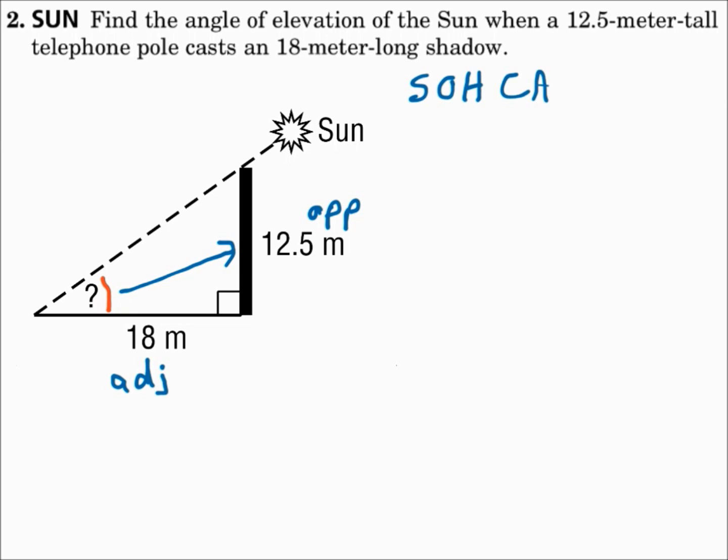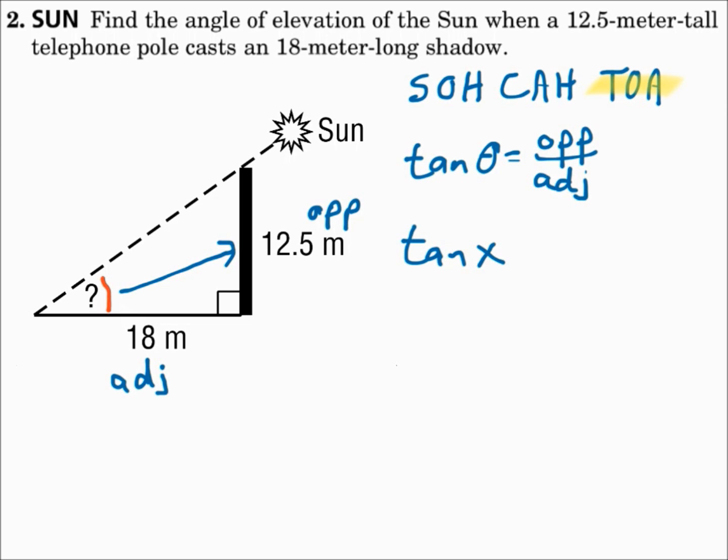Will I use sine, cosine, or tangent? Remember SOHCAHTOA. Adjacent and opposite, use tangent. Tangent theta equals opposite over adjacent. Substitute in. Theta is what I'm looking for, so that'll be my x. Opposite is 12.5, and adjacent is 18. Since I'm looking for the angle measure here, I've got to get rid of tangent. So do the inverse function.